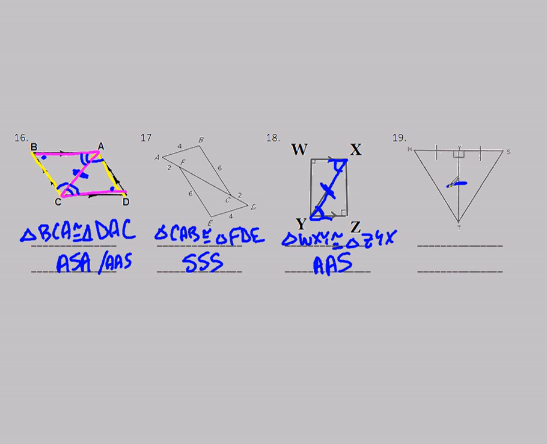A shared side. The other side we know is not the hypotenuse. We have side, side with the angle in between. Side, angle, side. So we have triangle HYT congruent to triangle SYT.